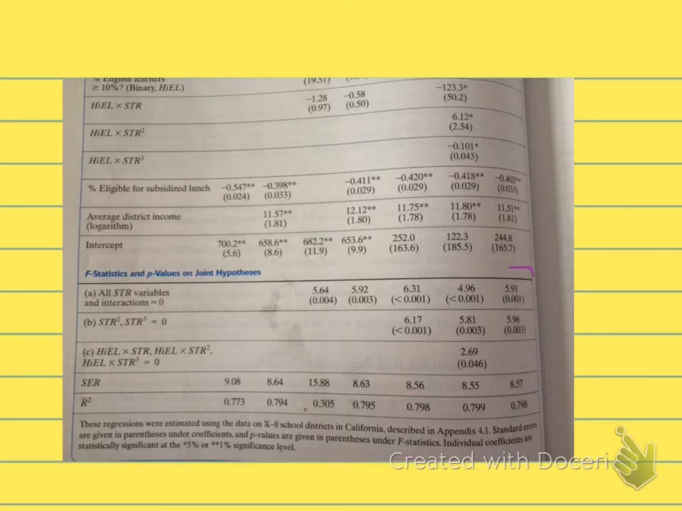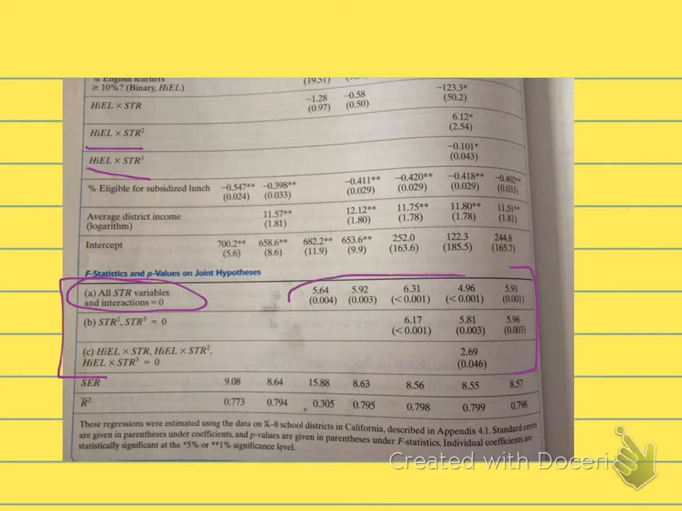While we're here on the back page, the second half of the table, let's take a look at the F statistics for joint hypotheses. So row A gives us the F statistics for the student-teacher ratio, the square of the student-teacher ratio, the cube of the student-teacher ratio, and the interaction of high English language learners with the student-teacher ratio and its square and cube. And so we're testing the joint null hypothesis that all of those together are equal to 0. That is, student-teacher ratio, its square and cube terms, and its interaction terms don't have any explanatory power.